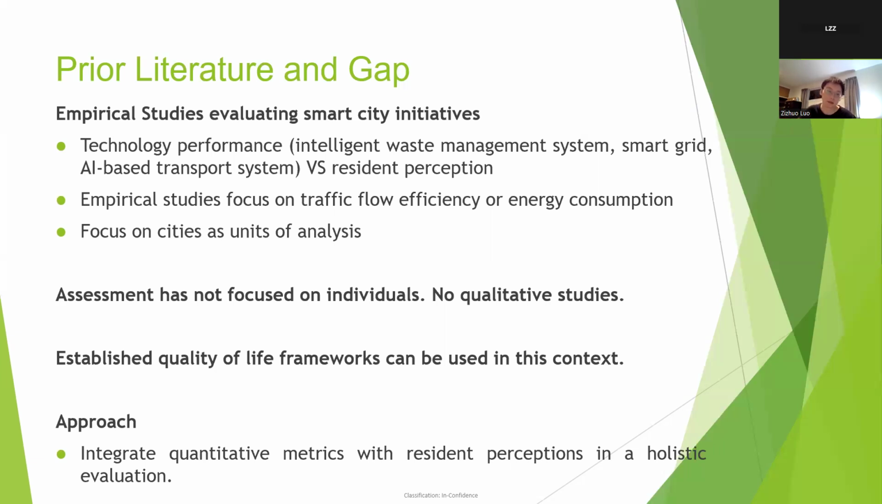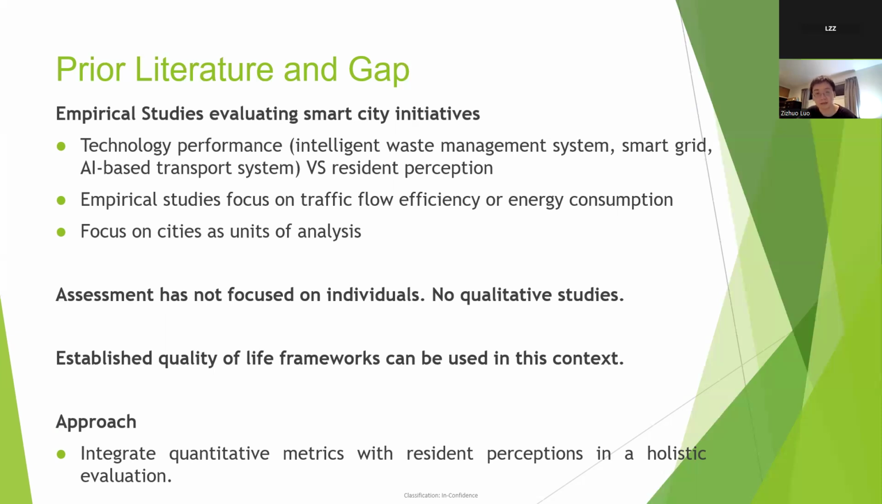Also, when studies consider impact, it is usually measured at the city level rather than at the individual level. For example, researchers measured how AI-based transport systems reduce traffic congestion and carbon dioxide emissions.